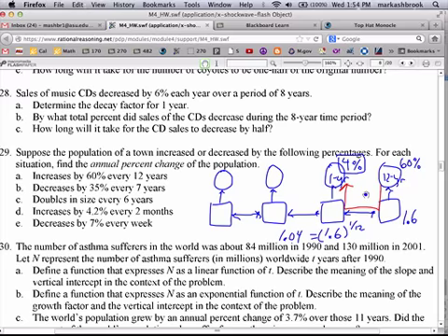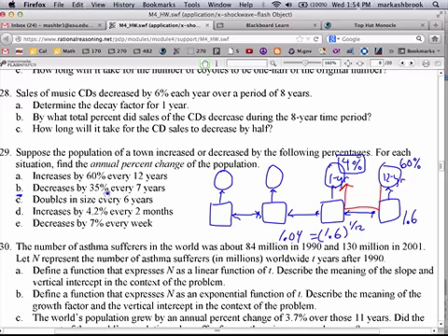Okay, should I do one more of these? Is there a request? B through E? Yeah, but decay. So either B or E. You want to do B?